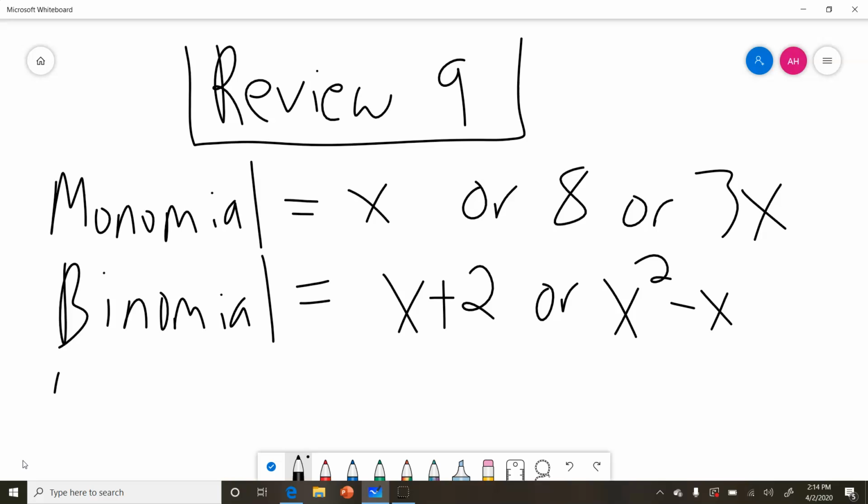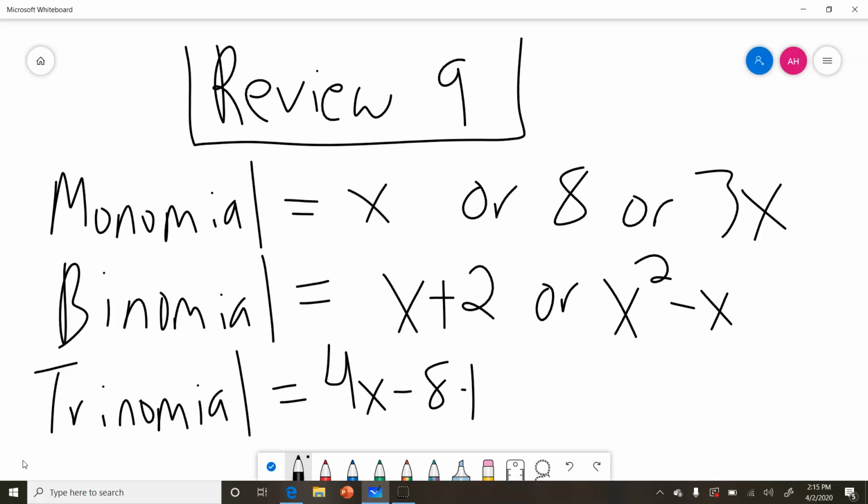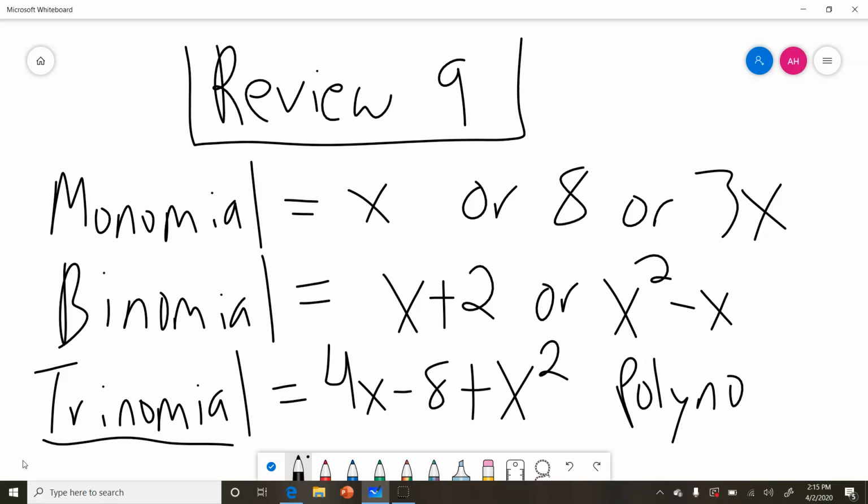Then you remember a trinomial. A trinomial is anything that has three terms. It would be like 4x minus 8 plus x squared, right? There's three of them. And if it's bigger than that, once they get past trinomial, they are just polynomials. Okay, so that's review. Very easy, very straightforward. You guys aced that when we did it for homework. So, well done. If you need to pause it, take notes, that'd be great.